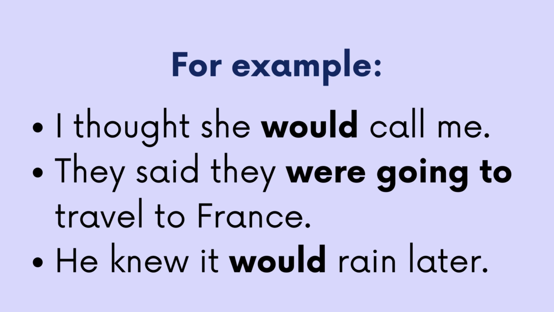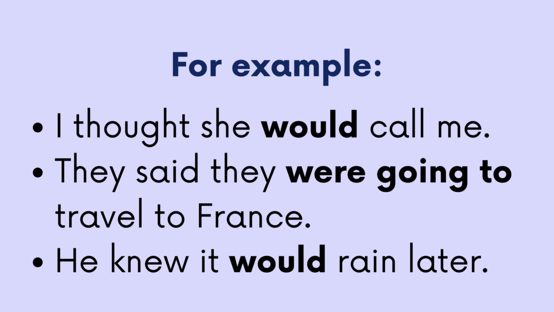Other examples are, I thought she would call me. They say they were going to travel to France. He knew it would rain later. Do you notice something common in these sentences? We're using phrases like would or was going to express that future action from a past point of view.